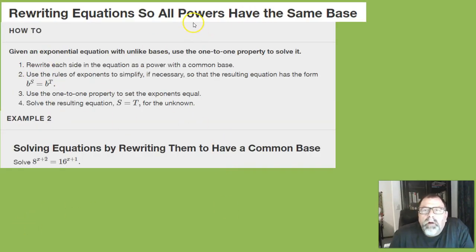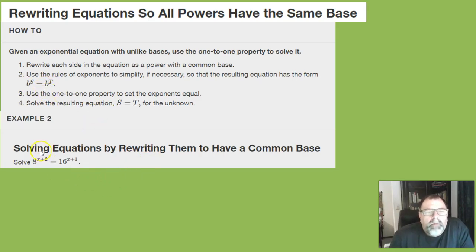Rewriting equations so all powers have the same base. Again, remember the key is you want to get both sides of the equation with the same base. So you're going to rewrite each side in the equation as a power with a common base. Then once we do that, we can drop those bases and use the one-to-one property that says the exponents have to be equal. So for these two to be equal, the bases are equal, then the exponents have to be equal as well. And then you solve the resulting equation.